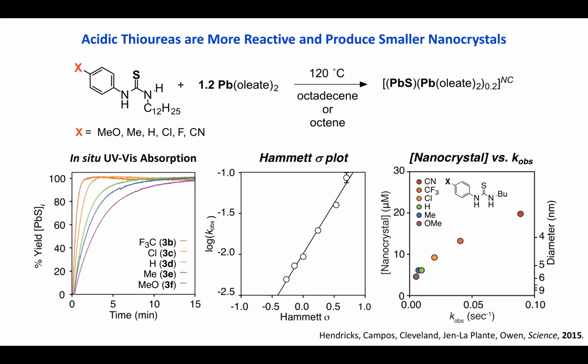Of course, the number is related to the diameter, the size, because each of these reactions is done on 10 millimole scale. So we're making 10 millimoles of lead sulfide, and if you change the number of crystallites that you make, you change how big the crystallites are. Okay.